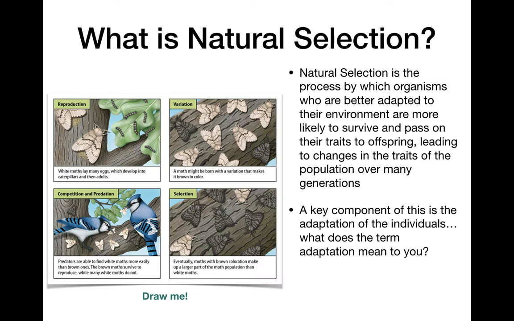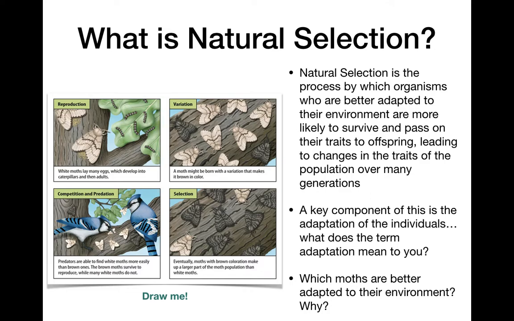So adaptation is a key idea, the connection between the environment and the individual. If an individual is adapted to its environment, that means it is able to survive in its environment for some reason. There's some sort of trait that it has that allows it to better survive in its particular environment. So of these different moths in my population, which moths are better adapted and why?